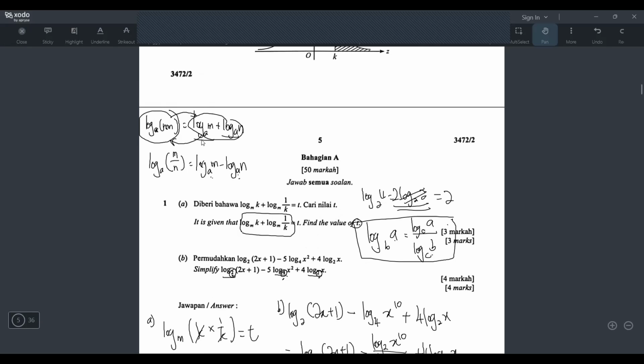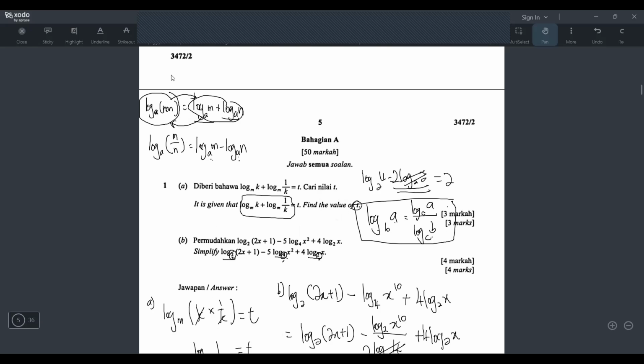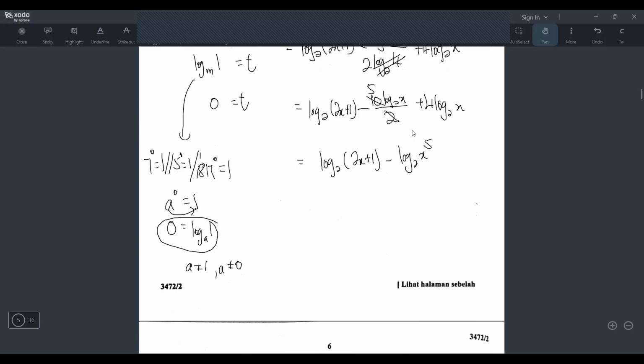But the condition is what? It has to be the same base and one more condition, in front of the log there cannot be any number. So now you understand, right? Why I bring the 5 up is because I'm trying to get ready later to combine everything into a single log. I want to make sure here there is no number, in front of the log there is also no number, and this one also I don't want a number to be there.